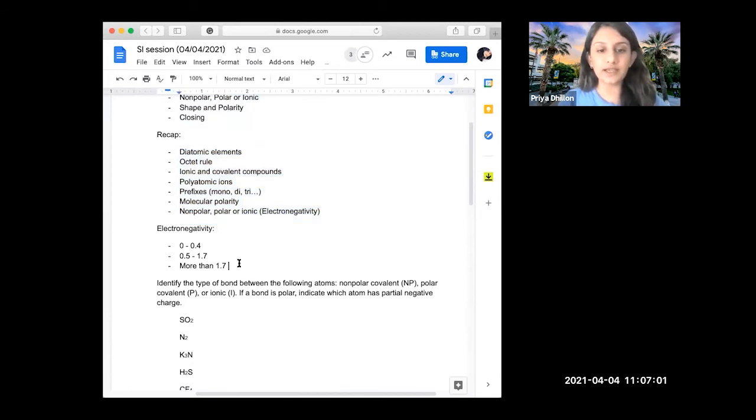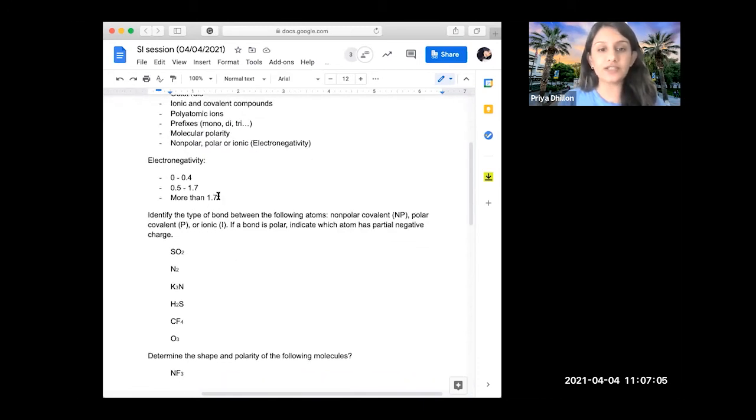Today we are going to be doing electronegativity. I just added the cutoff numbers. Can somebody tell me, when we have electronegativity between 0 and 0.4, is that nonpolar, polar, or ionic? You can drop that in the chat. Yep, I have one answer. Let me get a few more students to reply. Good job. So it is in fact nonpolar.